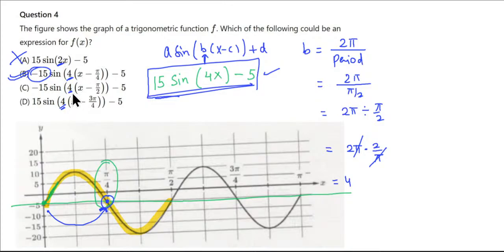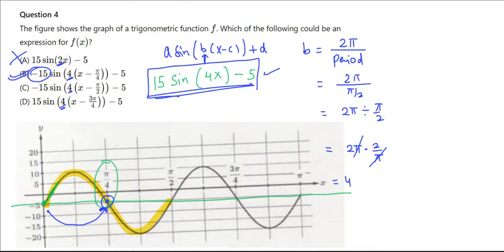C and D will not work, guys. You can try it out, but if you're, let's say, doing pi over 2 shift, you cannot go negative 15 because at pi over 2, the curve is going up, right? So that will not work. And likewise, option D is also not going to work.